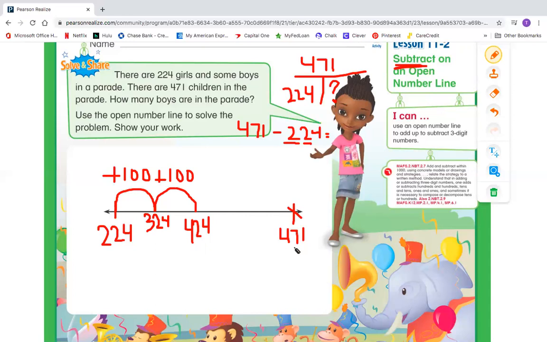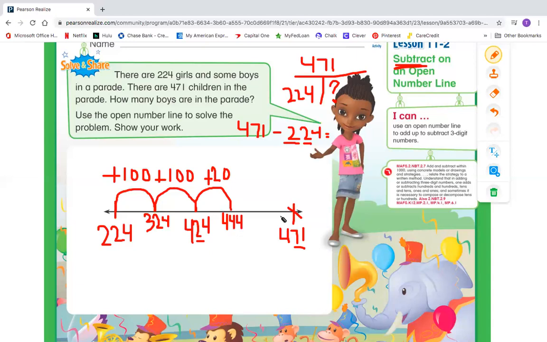I need to get to a 7, but I'm at a 2. How many more jumps would I need to get? Let's start with 2 and see where we go. If I do plus 20, 2 tens plus 20, now I'm at 444. Am I where I need to be yet? Nope. I still need to get to 70 and I'm at 40.